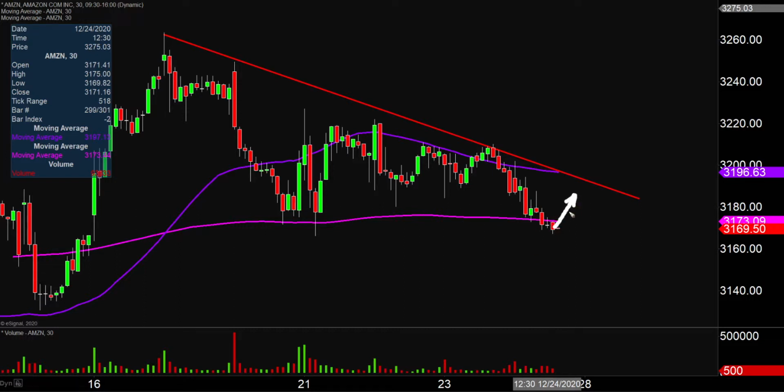Again, maybe this is just a little faulty breakdown. It'll quickly snap back upwards. So that's always a possibility too. But I mean, it has now broken down. It's been staying down below that area.